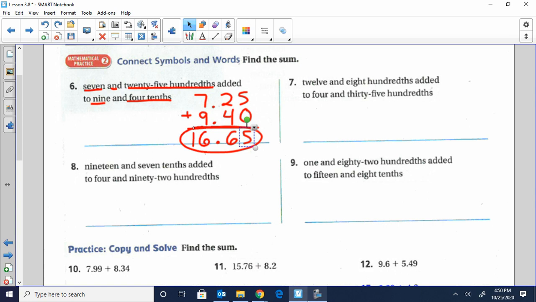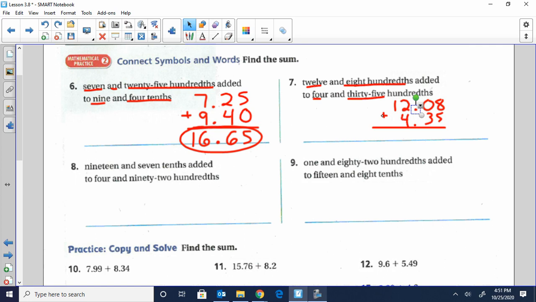Number 7, 12 and 8 hundredths. Now that's key. 12 and 8 hundredths. That is 12.08. The 8 must be in the hundredths place. That is not 12 and 8 tenths. Okay, this is 12 and 8 hundredths. We're going to add that to 4 and 35 hundredths.